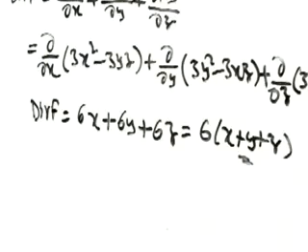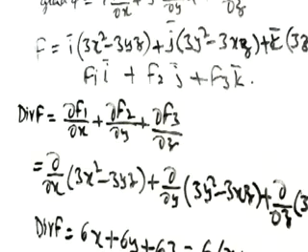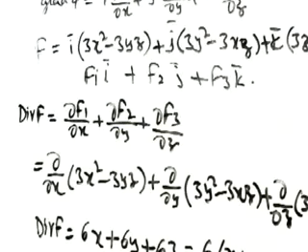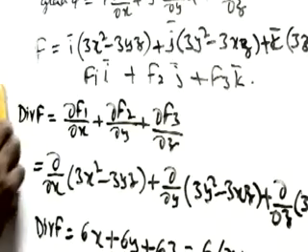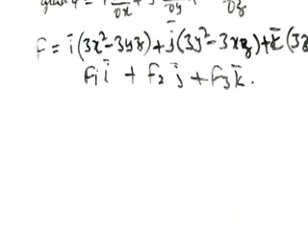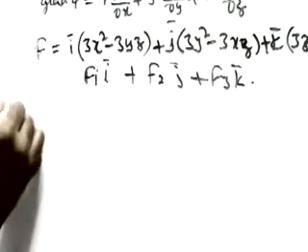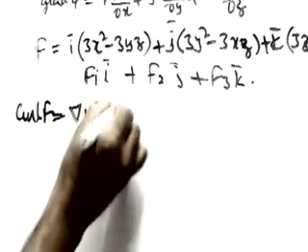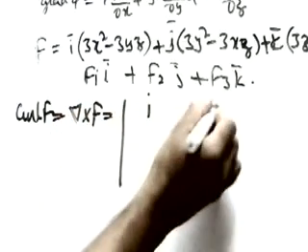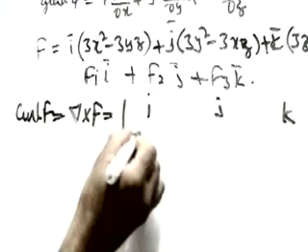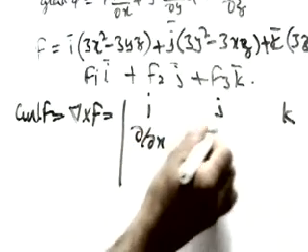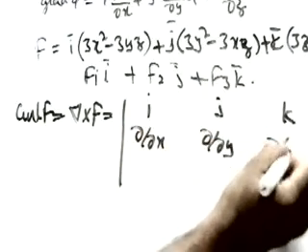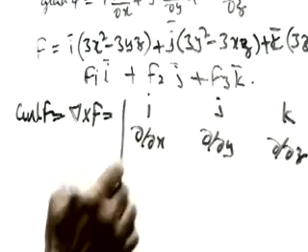The next step is we have to find the curl F. So let me start here itself. Curl F means del cross F. So what is the cross product? We have to take i, j, k. Here we have to take dou by dou x, dou by dou y, dou by dou z.